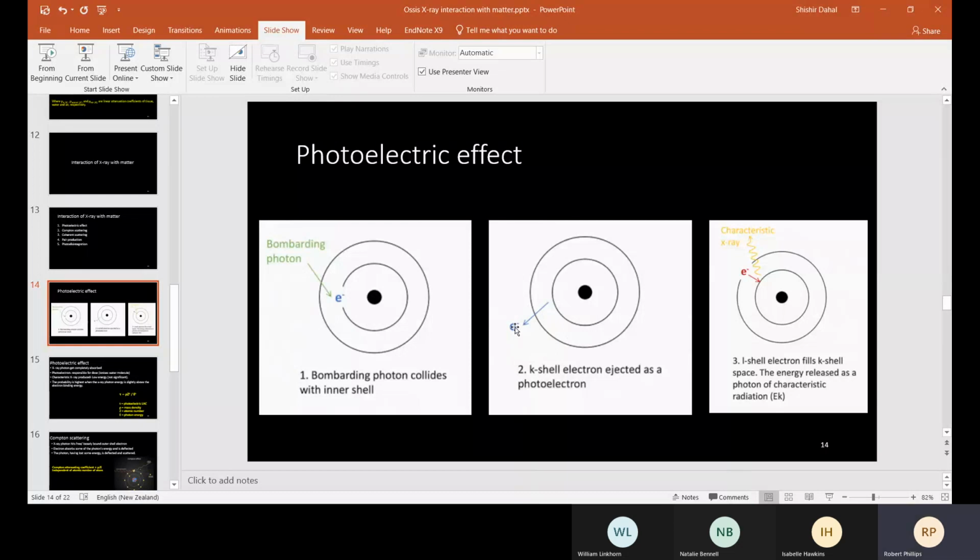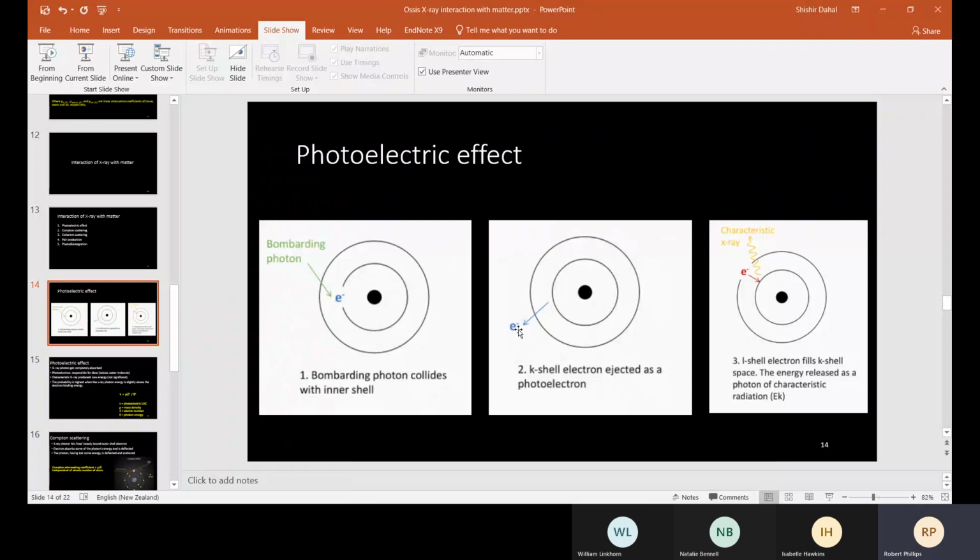Second, when the photon interacts with the inner shell electron, it loses all its energy. That means in the photoelectric effect, there is complete absorption of energy.